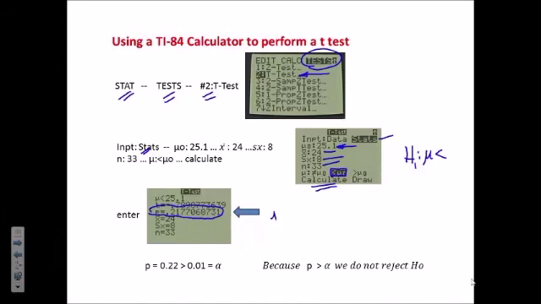So we're interested in the p-value. The calculator uses the p-value approach, and we get the p-value is about 22%. Alpha is 1%. 22% is greater than 1%, so p is greater than alpha. Because p is greater than alpha, we do not reject H naught as we had before.